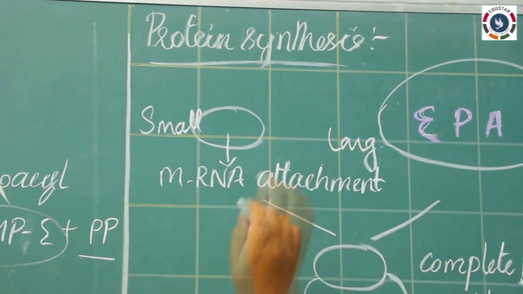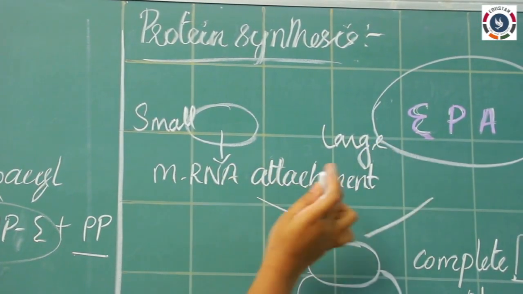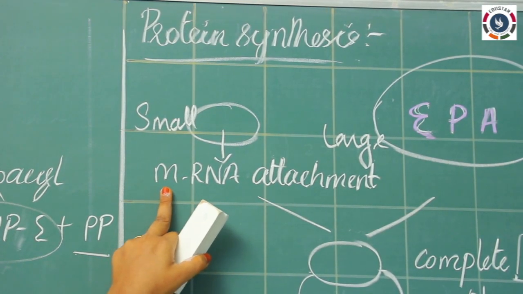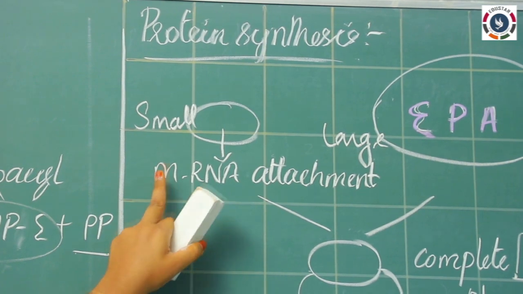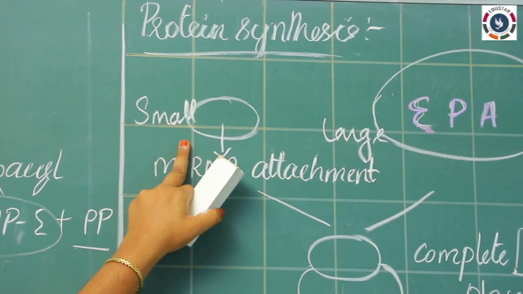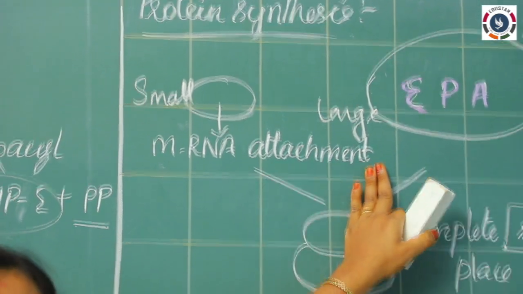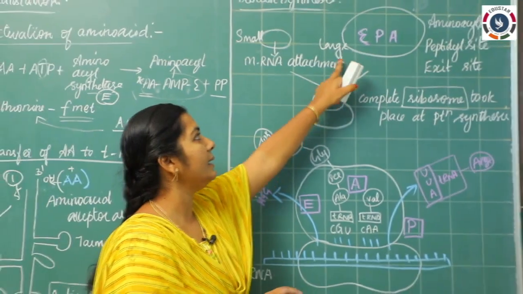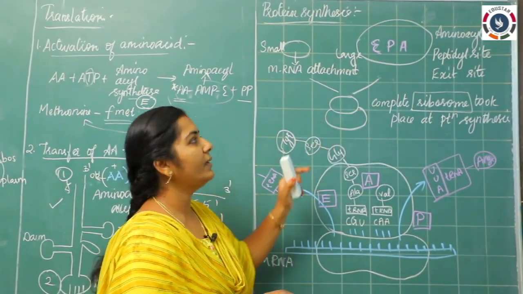Okay, so what is the role of these two subunits? In the smaller subunit, only our mRNA molecule, which was produced by the process of transcription, will come and attach. Only in the smaller subunit. In the larger subunit you have three regions, E, P and A. In short you can say EPA. So here we will see one by one.